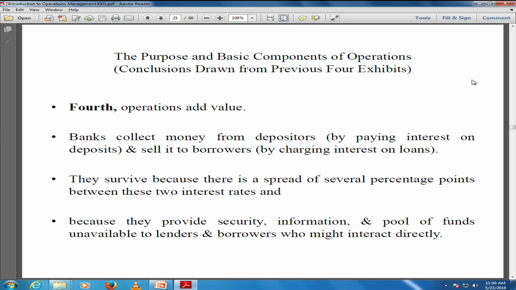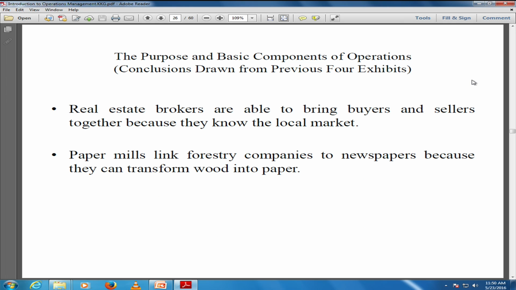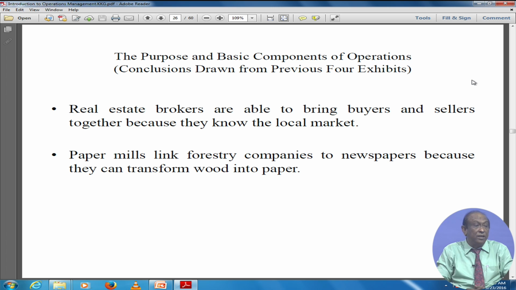Nowadays, people do not give much importance to that, but I personally feel that that is the fundamental thing that should be known to everybody. The first thing to understand an organization is to observe what is going on around you, draw the operations process chart, and also note the methods involved, because method study is very important. That will give you the feel of the organization. For example, real estate brokers are able to bring buyers and sellers together because they know the local market. Another example, paper mills link forestry companies to newspapers because they can transform wood into paper.